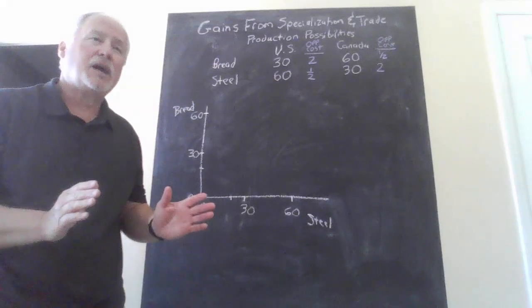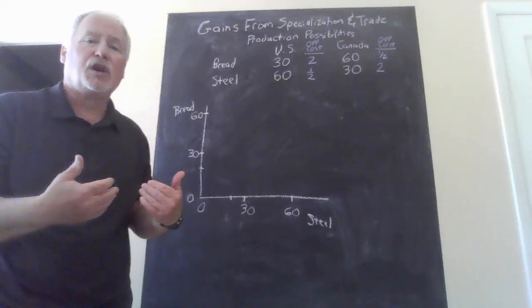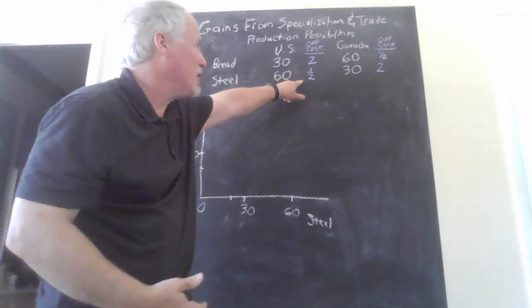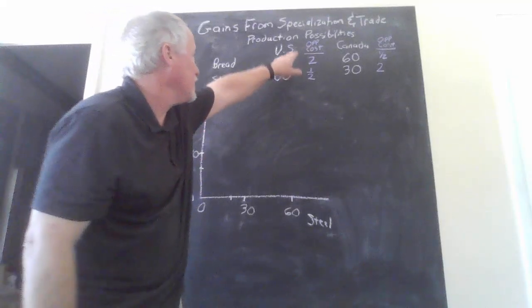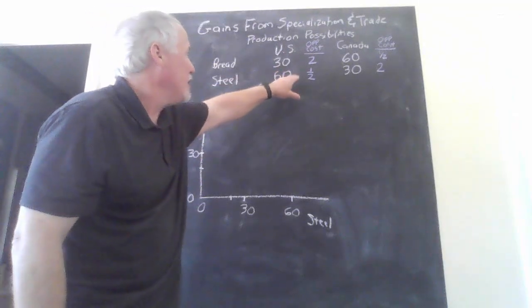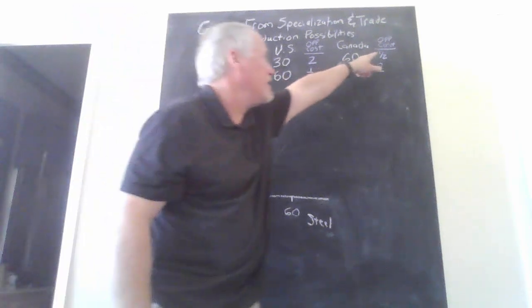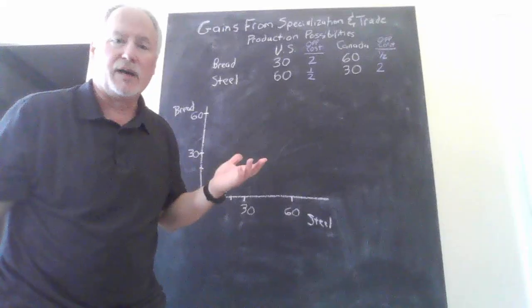When you calculate the opportunity cost, the country with the lowest opportunity cost has the comparative advantage. For steel, that's the United States, because their opportunity cost is 1/2 for the United States versus 2 for Canada. And then for bread, Canada's opportunity cost is lower than the opportunity cost for the United States.